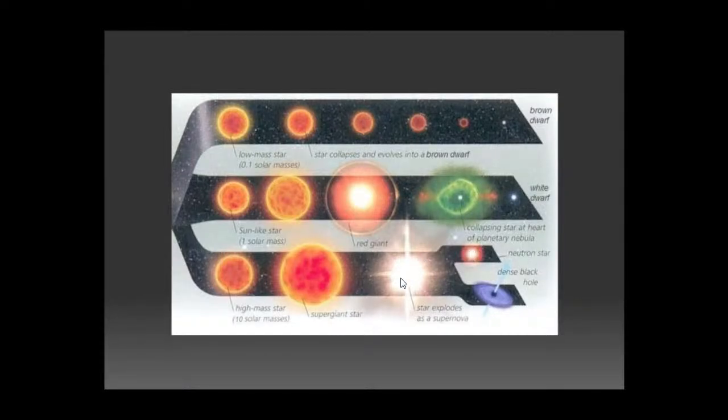While if the core mass is greater than 3 solar mass, after the supernova explosion, the core will collapse to form a black hole. While for low mass stars, the core will just die as a brown dwarf. Okay.